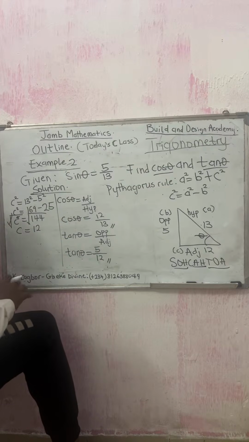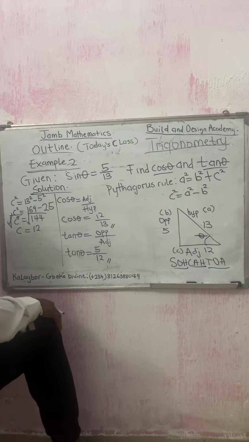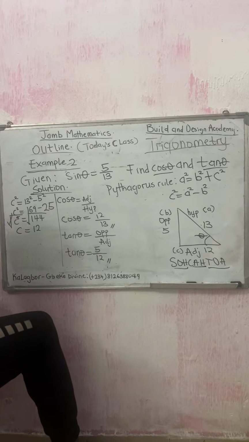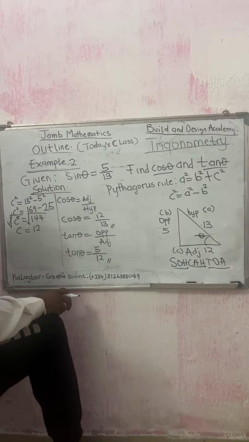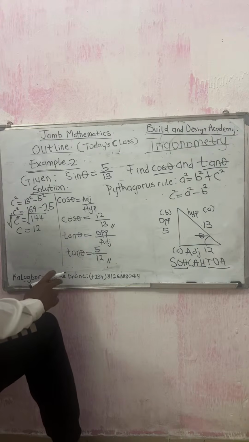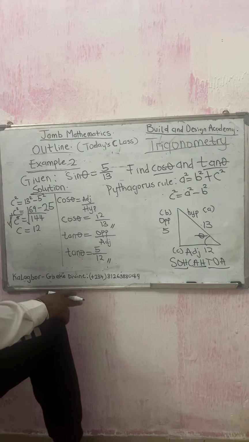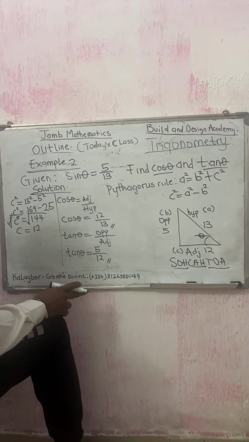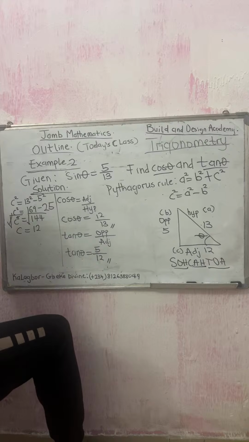Very, very simple. So now let's go to example 3 and solve questions on example 3. Now example 3, we'll be looking at secant, cosecant, and cotangent, which is the inverse of sine theta, cos theta, and tan theta. So we'll solve an example on that. Let's go.